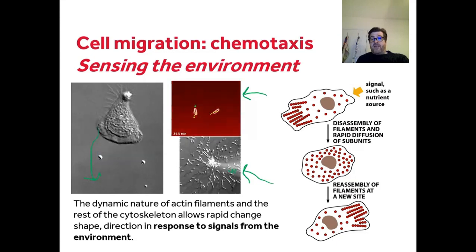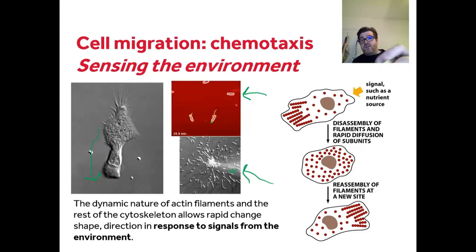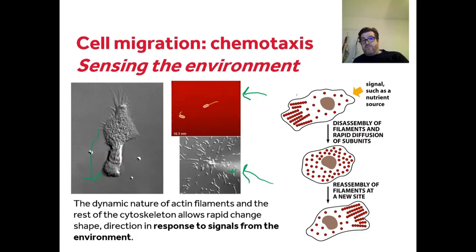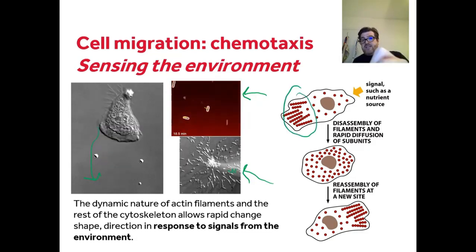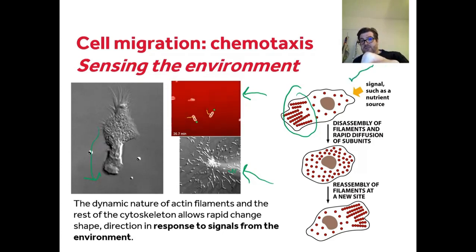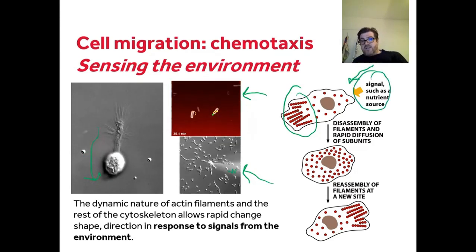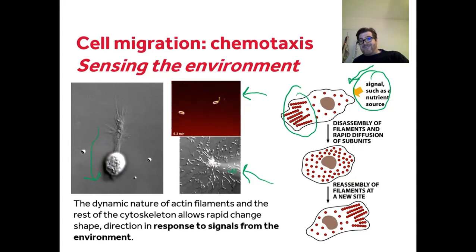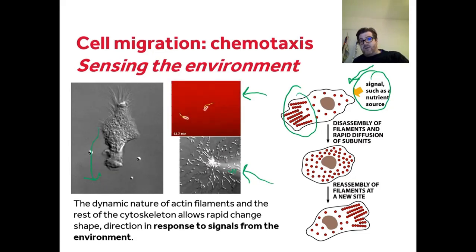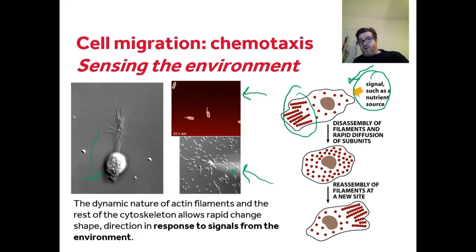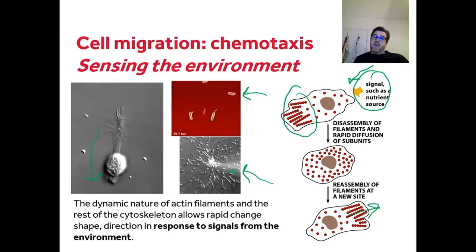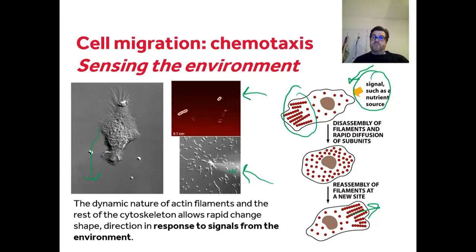and the cells will move towards that chemical. So here you can see an example of a cell with most of its actin at this end, but it's getting a signal here at this end. That could be a nutrient source or an enabling cell. So what happens is the filaments disassemble and they start to assemble in the direction of the nutrient source and move towards it.